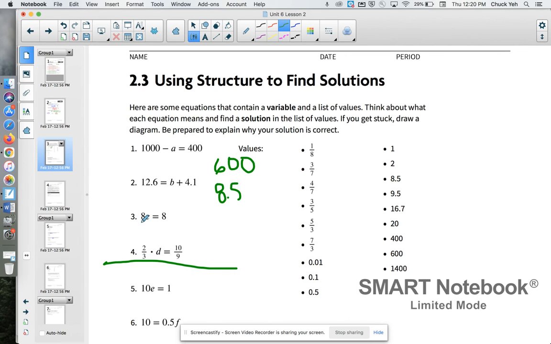This one, 8c equals 8, so just do 8 divided by 8. That would be 1. Then this one here, just take 2 times what is 10, 5, and 3 times what is 9, and that's 3. So the answer is 5/3. Okay, so 600, 8.5, 1, and 5/3. That's all you had to do.